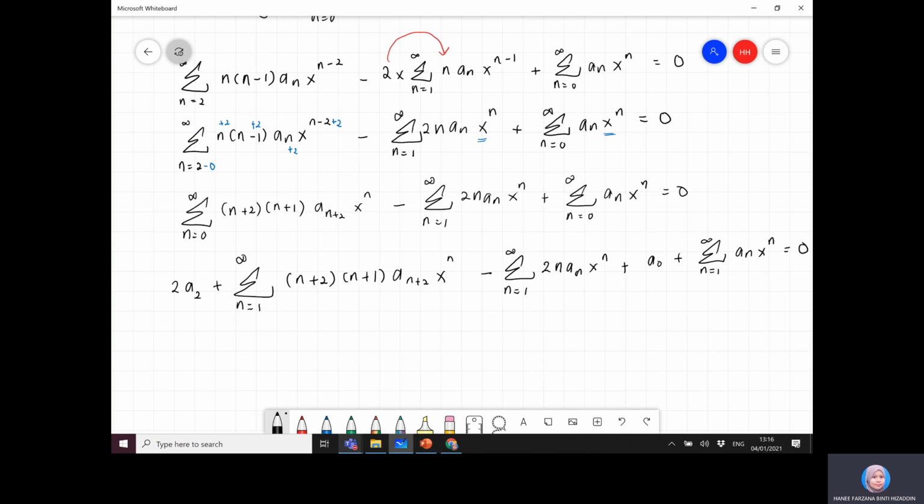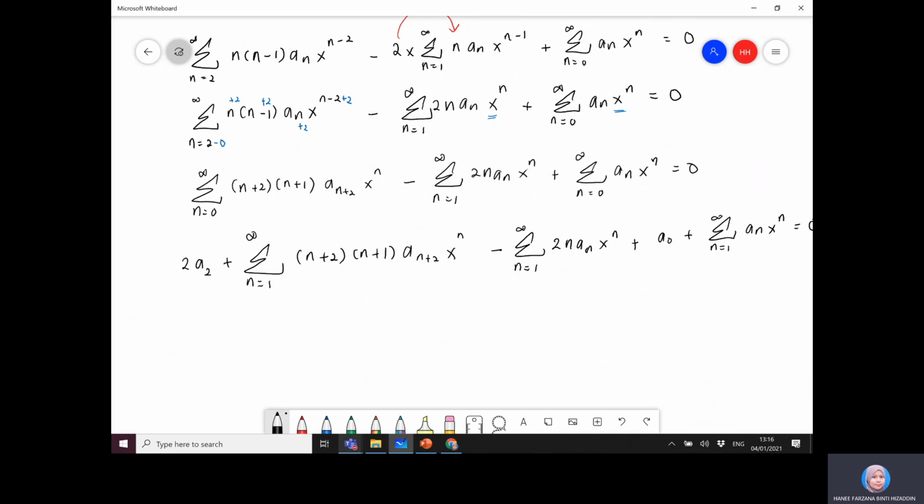Right. So now we can collect the terms and factorize the x^n. So now we take out a0 and 2a2 together: a0 plus 2a2 plus the summation from n equals to 1 until infinity. Then we can factor out x^n. So the inside would be the coefficients n plus 2, n plus 1, a sub n plus 2, minus 2n a_n, plus a_n, everything times x^n equals to 0.